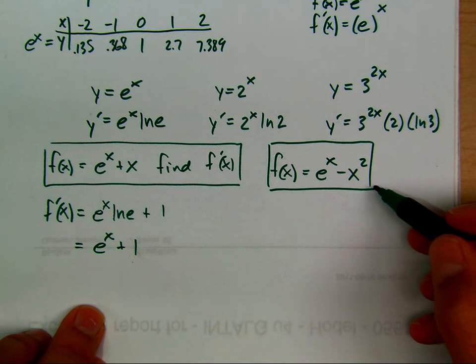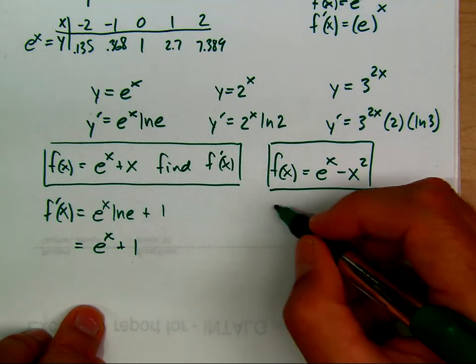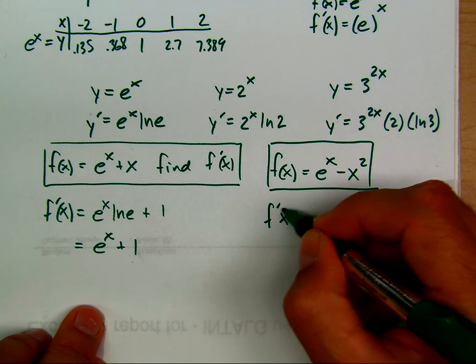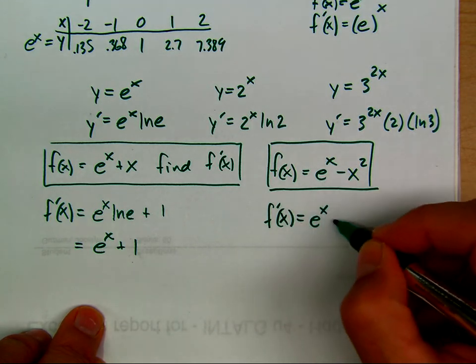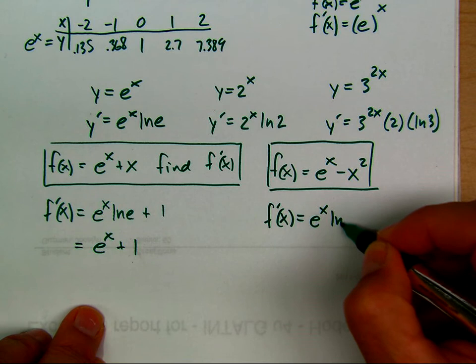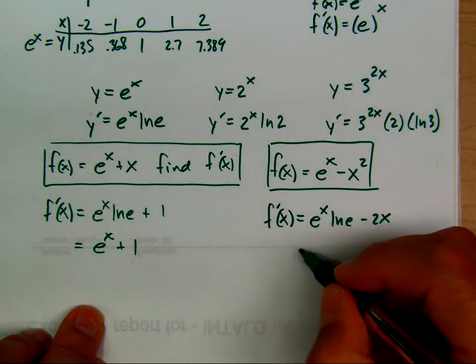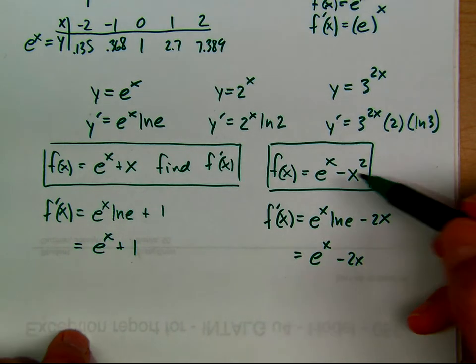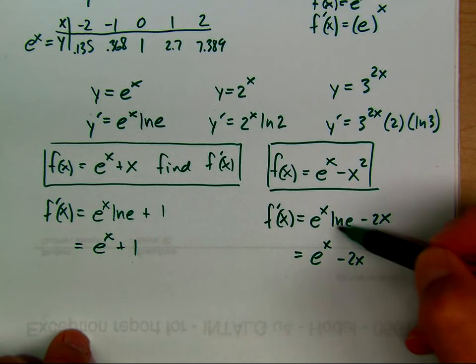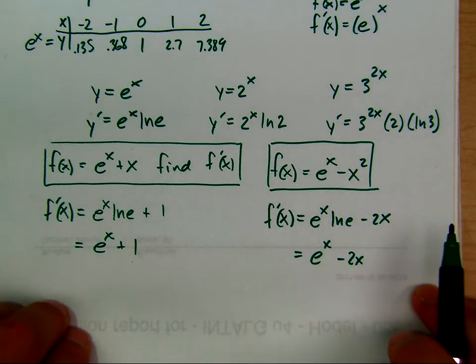Alright, pause the video and find the derivative of that. So we have an exponential, copy it. Don't have to worry about the chain rule, ln of the base. And then the derivative of that term is 2x. So we have e to the x minus 2x. And then you'll just start not writing that ln of the base when you have an e, because you know it equals 1.